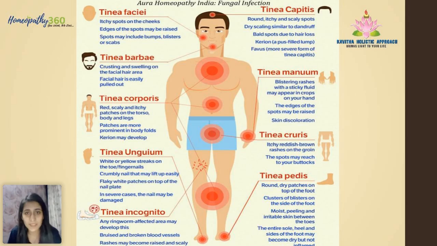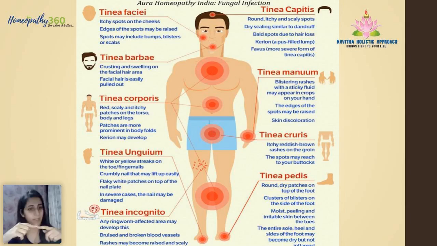Then we have tinea manum, which we were talking about in the hands and the palms region, over the back of the hands or the palm region. So there may be rashes which may be seen. There may also be blisters formed. So skin may also be discolored whenever the tinea is occurring over the palm region.